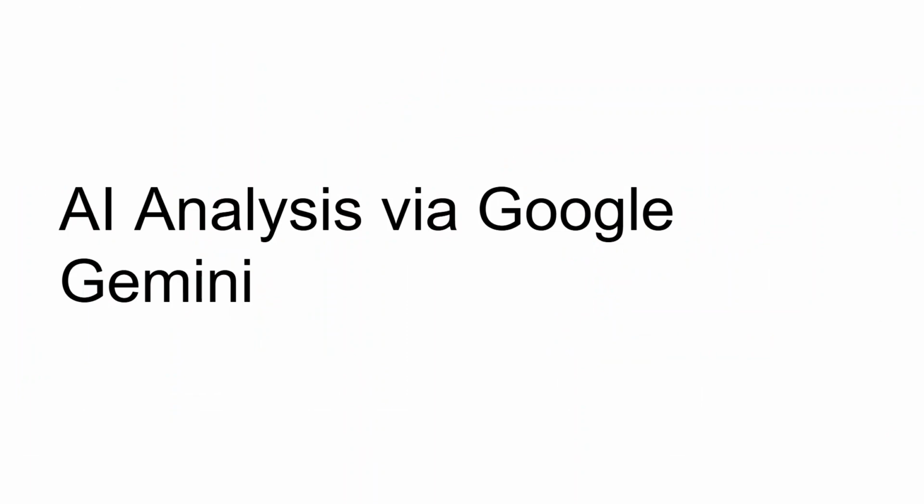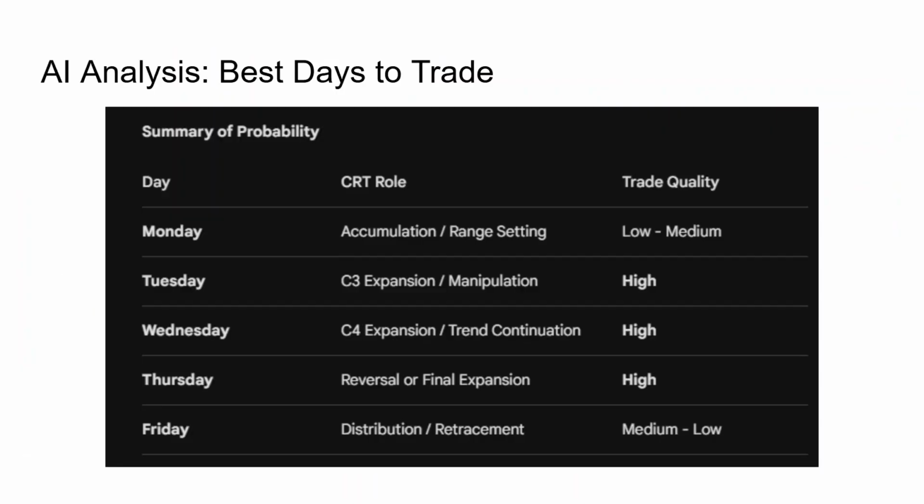I wanted to feed this presentation into Google Gemini and get some AI analysis. So, based on this one week of data, I said, okay, what are the best days to trade? Monday obviously was not. That's generally an accumulation day. Tuesday, Wednesday, and Thursday were high probability days, and Friday, not so much. So, that was it for that.